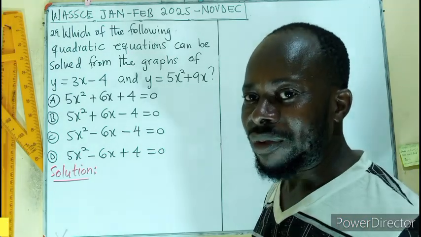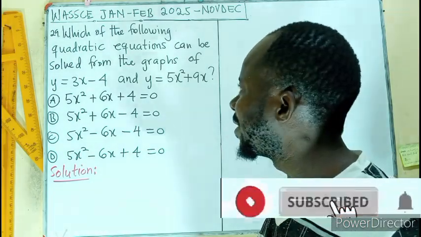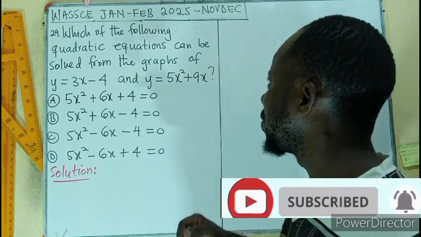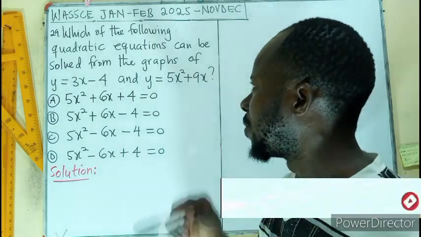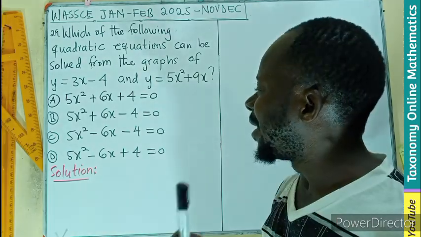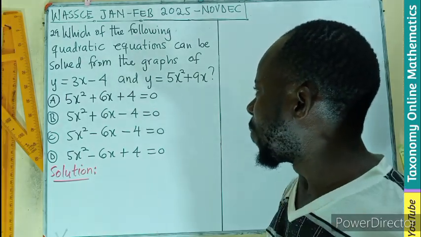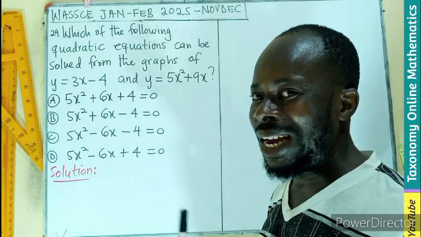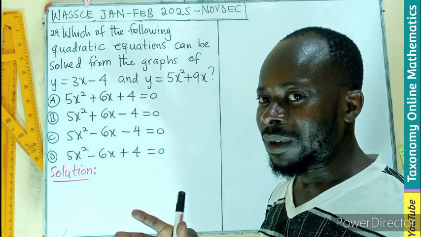WASSCE 2025 January February edition. Which of the following quadratic equations, as you can see in the options, can be solved from the graphs of y equals 3x minus 4 and y equals 5x squared plus 9x? Now there are two equations, right?